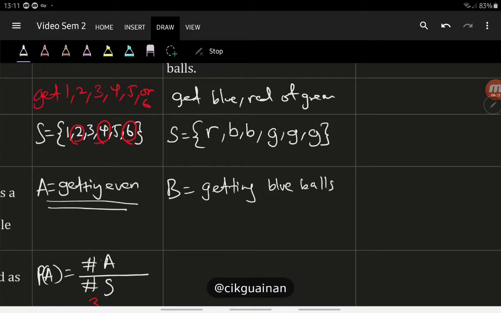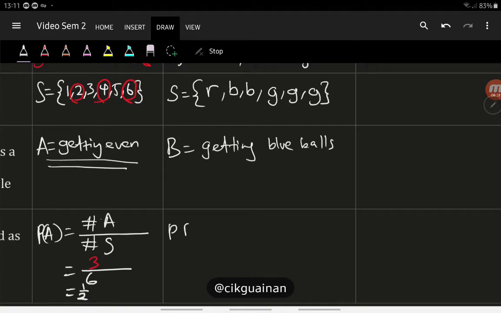Now, what is the probability of getting B? How many B's are inside our sample space? 1, 2. So there are 2 possible balls that we might get, the first blue or the second blue. Now, we divide by the number in the sample space. How many in the sample space? 1, 2, 3, 4, 5, 6. So we simplify it, we get 1/3. So this is the probability of B.